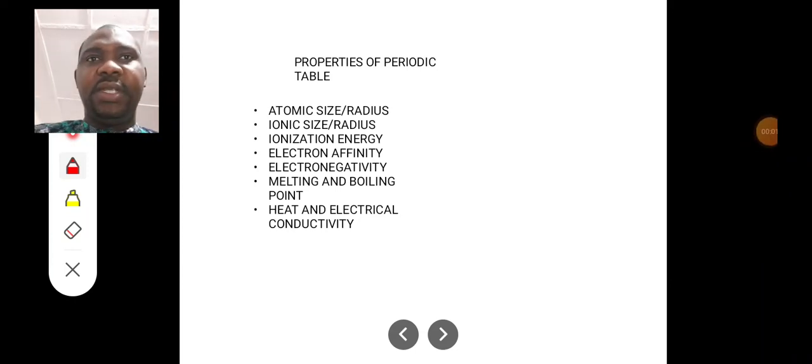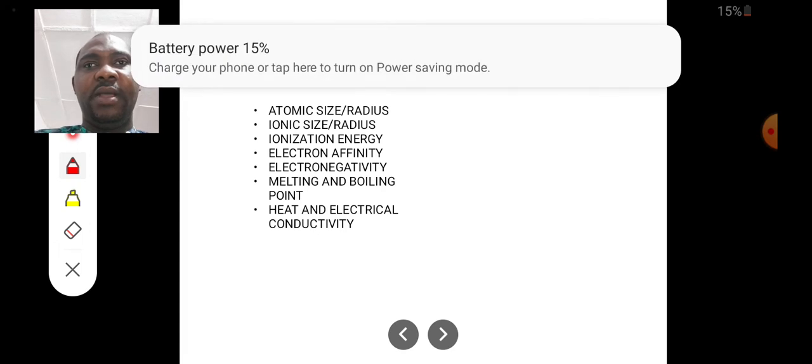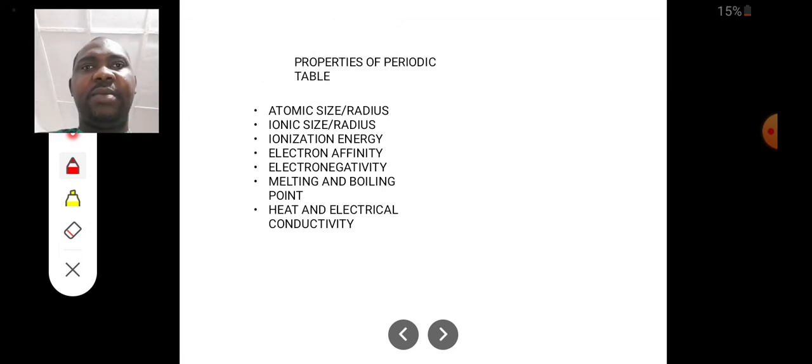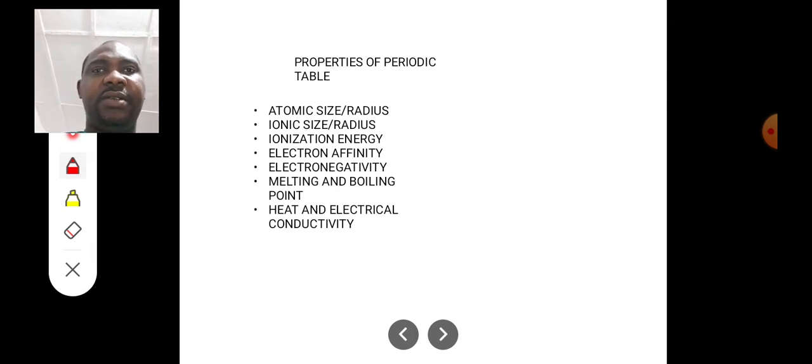Okay, in this video, we are looking at properties of the periodic table. We have atomic size or radius, ionic size or radius, ionization energy, electron affinity, electronegativity, melting and boiling point, and heat and electrical conductivity. In this video, we are going to be discussing all of that.